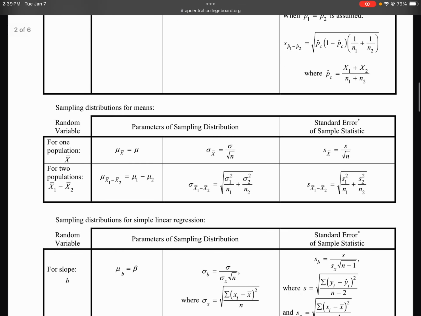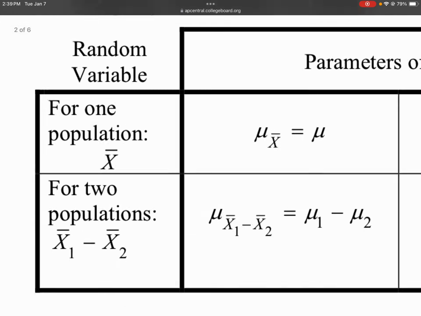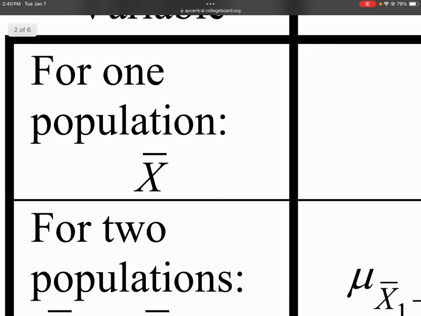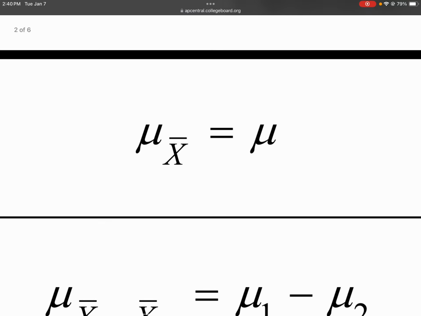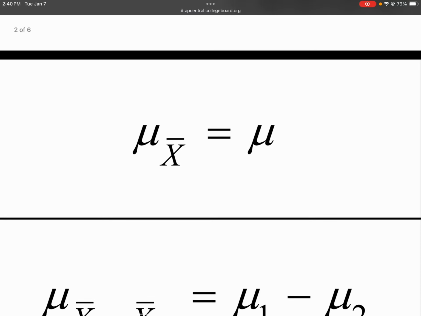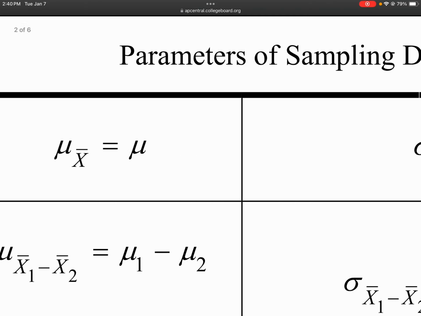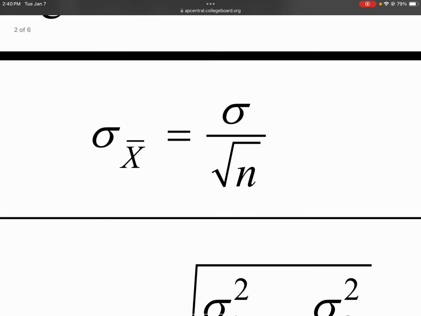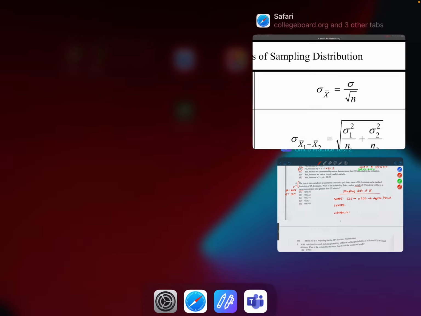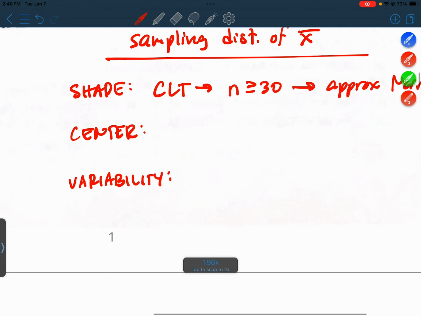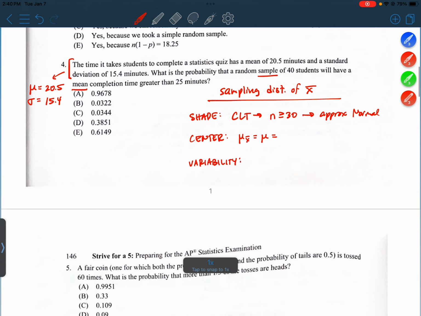To figure out those things, we're going to refer to our formula sheet. This is a question about the sampling distribution of x bar. Here's how we would find the center or the mean of that distribution. It's just equal to the population mean. Pretty simple. Here's how we find the standard deviation of that sampling distribution: it's the population standard deviation divided by the square root of n. So the mean of our sampling distribution is just the same as the population mean, which in this case was 20.5.